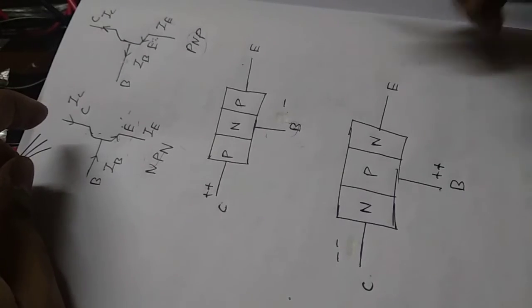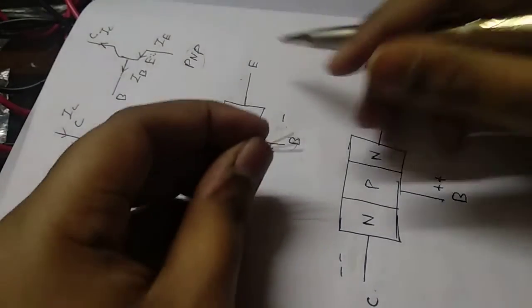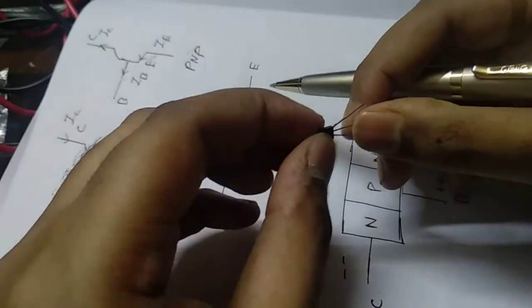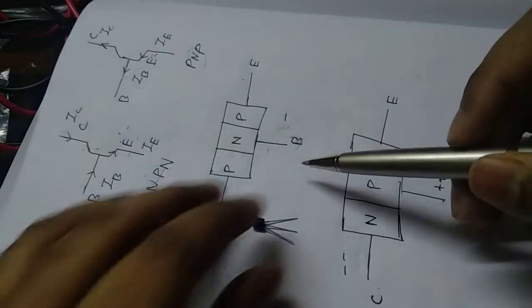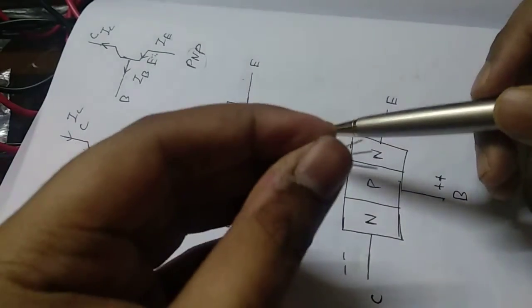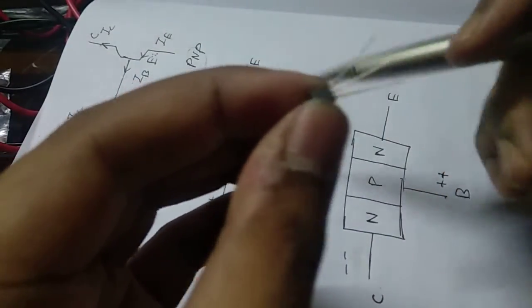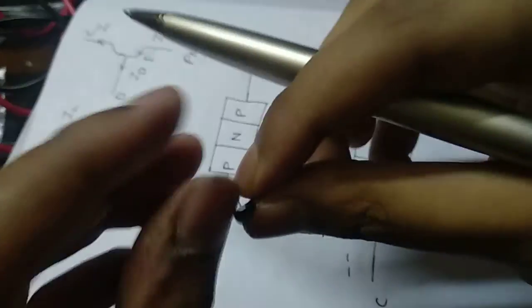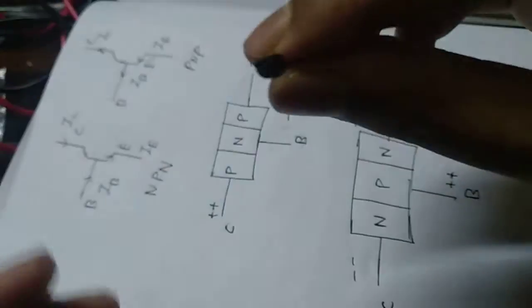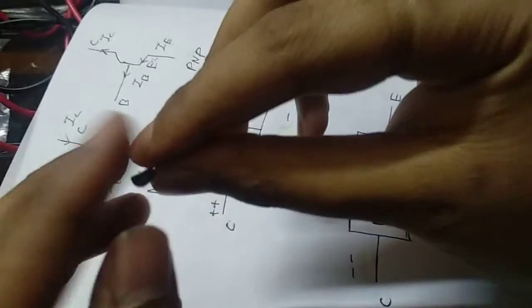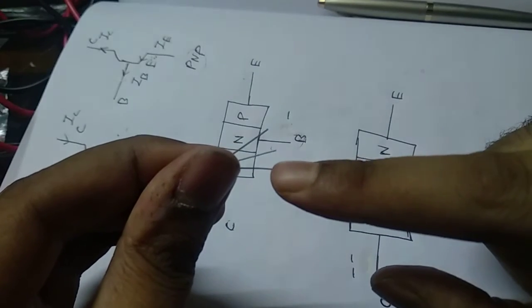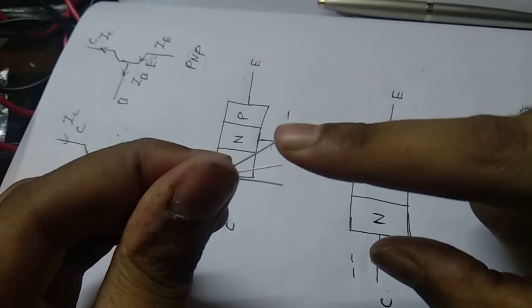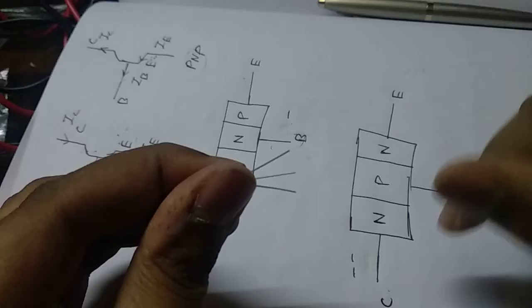One second. So let's check practically. As you can see, I have one transistor. You can hold it this way. The curved portion should be on the back side. So hold it that way. So this is the collector, this is the base, and this is the emitter terminal. So let's check it.